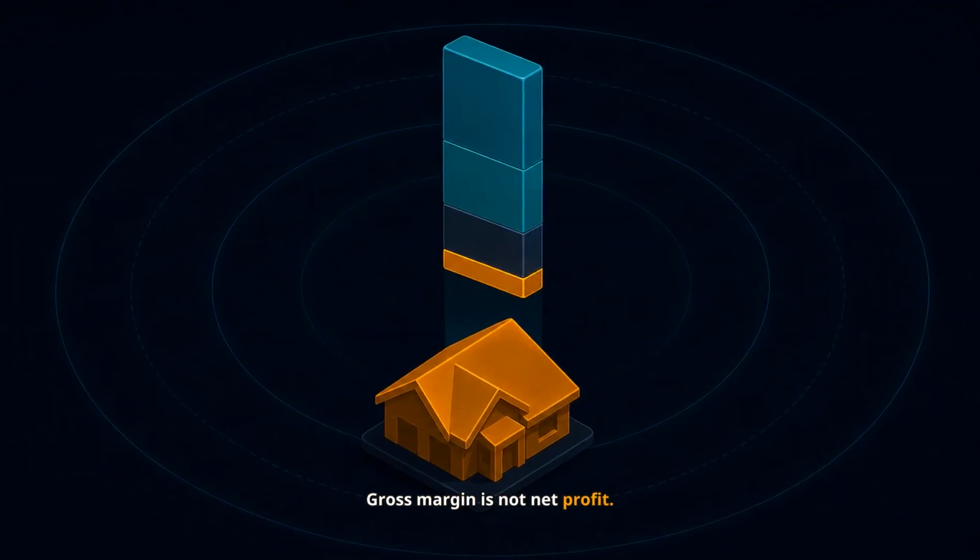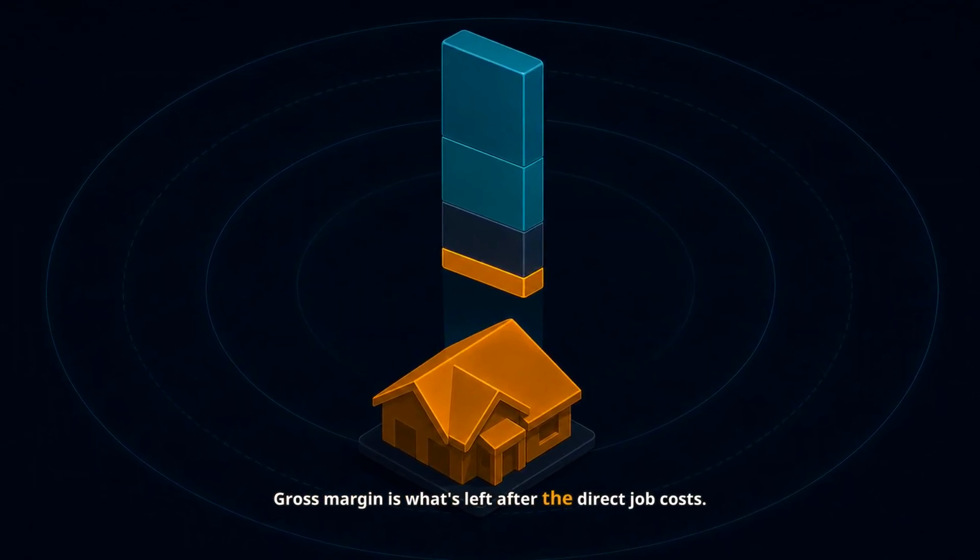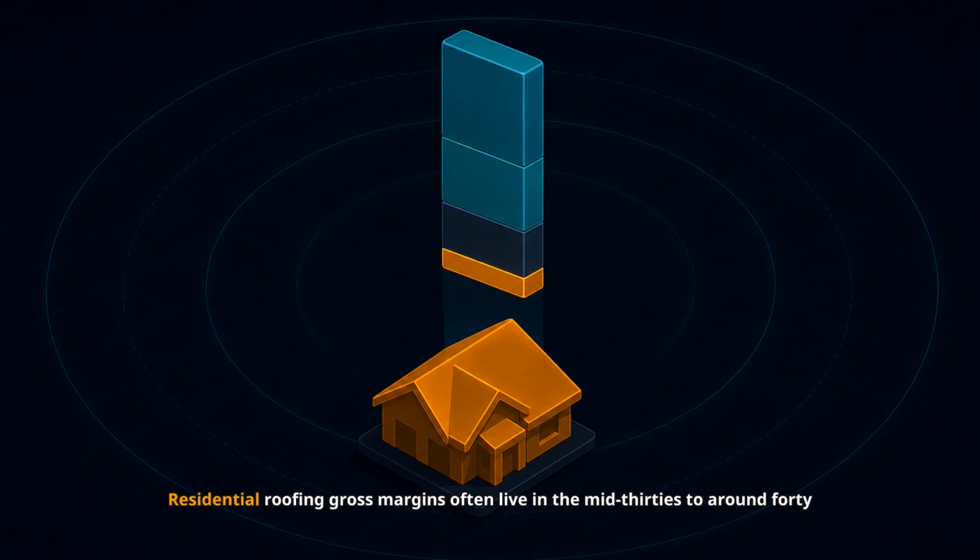One more trap before the close. Gross margin is not net profit. Gross margin is what's left after the direct job costs. Net profit is what's left after you also pay overhead. So your target gross margin has to clear overhead and still leave you profit. Residential roofing gross margins often live in the mid-30s to around 40%, with net after overhead in the single to low double digits. If overhead eats 20% of revenue and you want 10% net, your gross target has to clear roughly 30 before you've covered anything. That's why a thin-looking margin turns into a bank loss.